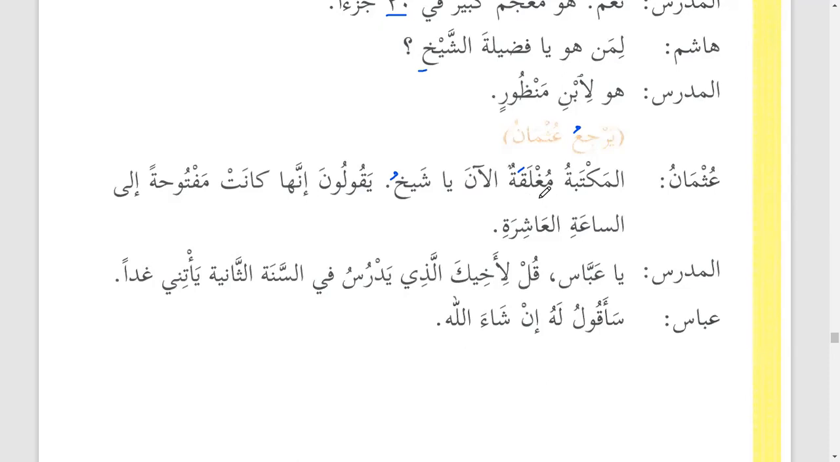Can you figure out the bab of aghlaqa? Aghlaqa, sir. Yughliqu. Aghlaqa, the fourth one. Aghlaqa yughliqu ighlaqan, to close something. So it is the fourth form of the verb. The one who closes is mughliq, and the one that is closed will be mughlaq.